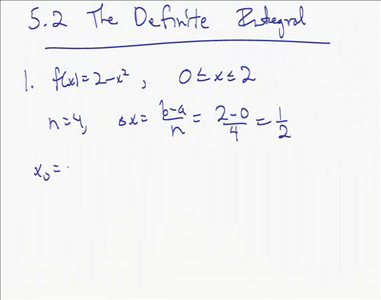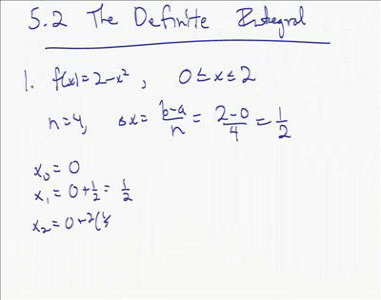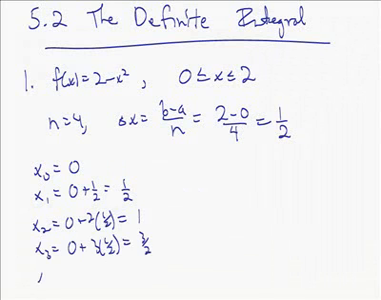So we can see that x sub 0 is going to be our starting point of a, which is 0. X sub 1 is going to be 0 plus a half, or just a half. X sub 2 is 0 plus 2 halves, which is 1. X sub 3 is 0 plus 3 halves, which is just 3 halves. And x sub 4 is 0 plus 4 halves, which is 2, which is that right endpoint.